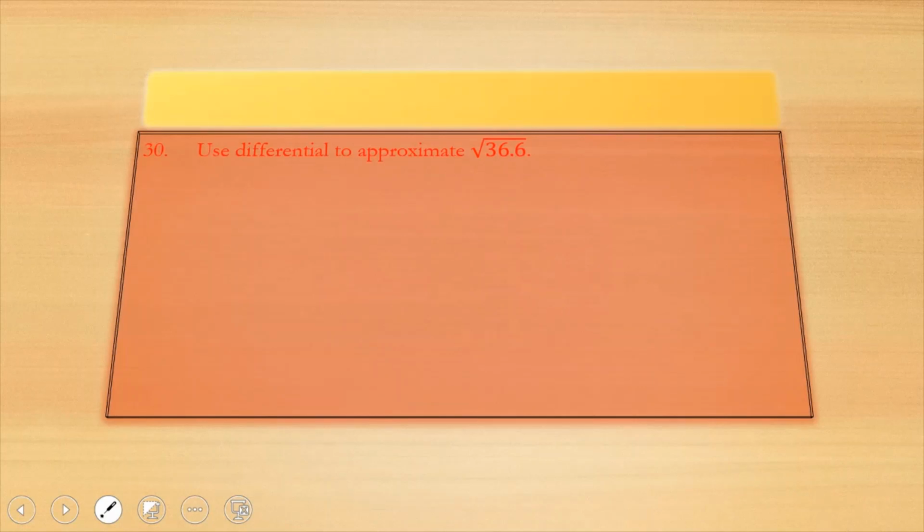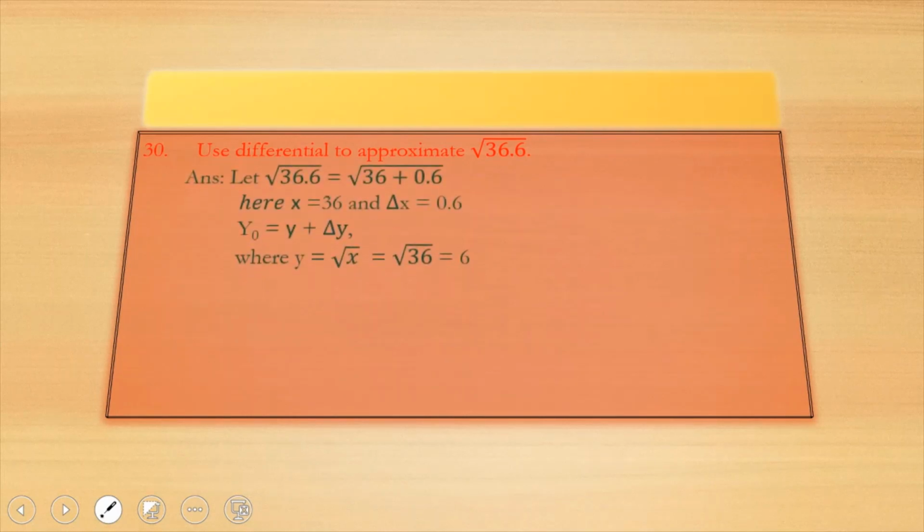Question number 30 is, use differentials to approximate root of 36.6. So let us write root 36.6 as root of 36 plus 0.6. It's nothing but 36.6, correct? So in this, I'm going to take x equal to 36, and this one I'll be taking as 0.6, I mean delta x. Okay, this will be x and this will be delta x. Now I need to find out the y naught. You can take anything, y1 or anything. I have taken it as y naught.